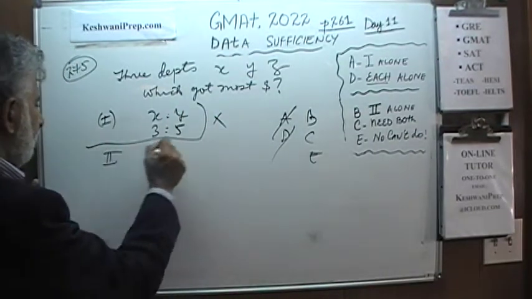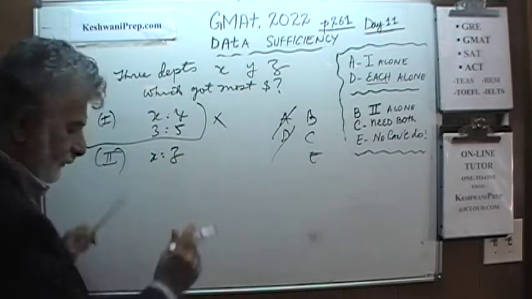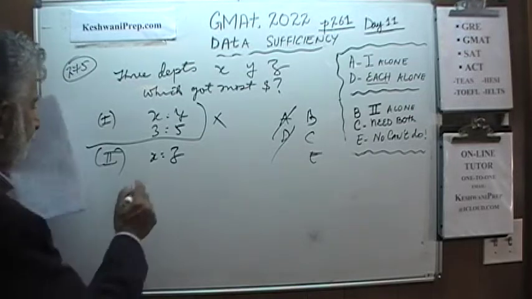The second statement tells us that the ratio of X to Z is 2 to 1.